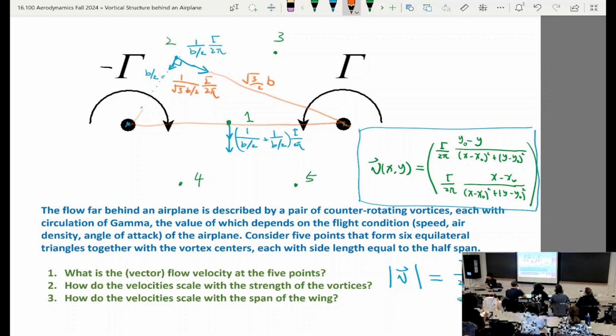And you can see that again, if you compute the compound velocity, this is going to be a 90, 30, 60 degree triangle. Okay, and as a result of this, the total green velocity is actually twice the amount of the orange velocity. So the total velocity is going to be, well, gamma over 2 pi times twice of that, which is going to be 4 over square root of 3 b.